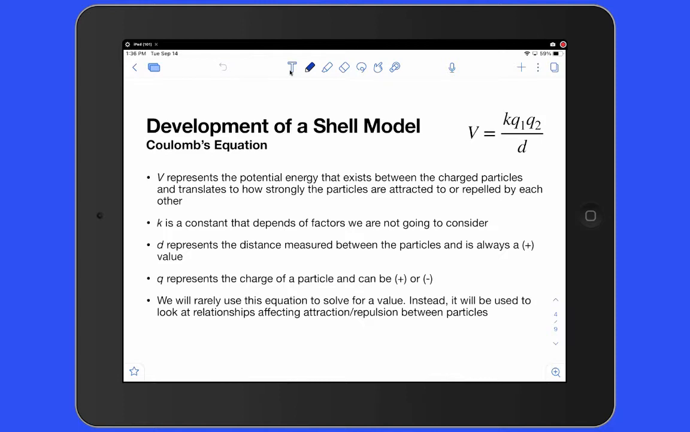Now, for the most part, we are going to treat Q1 as if it were an electron. That's not always the case, but for most of our discussion today, Q1 we'll treat as just a -1 value representing the electron that we'll be looking at. Q2 will be the positive charge from a nucleus. D is always going to be a positive value. Remember we said that. And K is always going to be a positive value. For today's discussion, to make the math easy, we're just going to treat K as if it were +1.